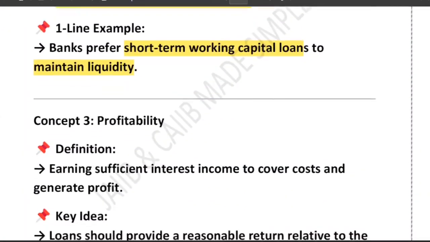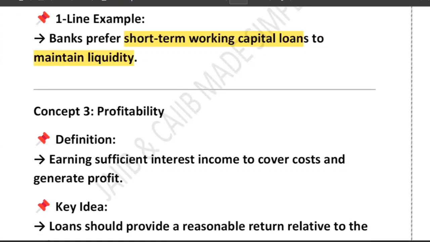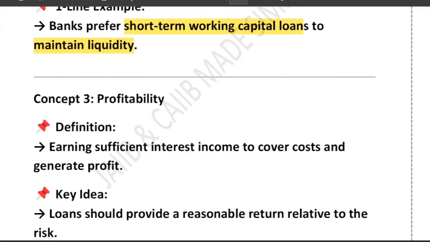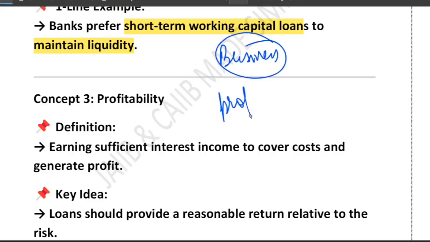The third concept is profitability. Banks are businesses. They must earn profit from the loan. Obviously, a bank is completely a business, and since it is a business, it must earn profit. Where must it earn profit from? It must earn profit from loans. This is the key point.